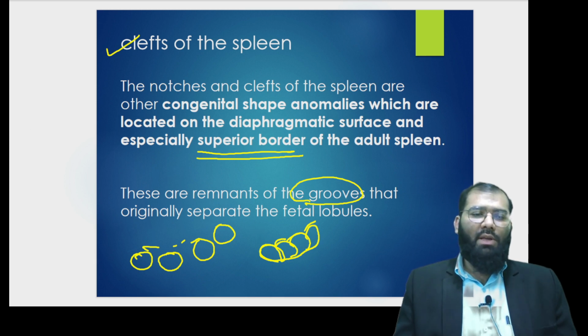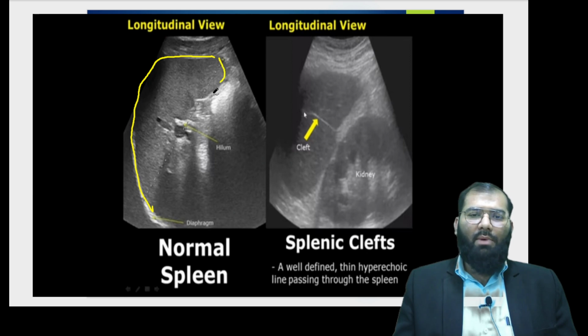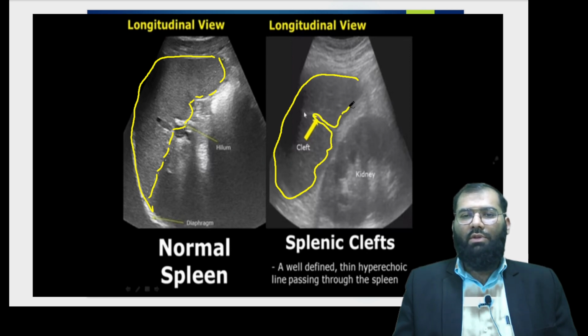Now I'll show you the image so that things become very clear to you. Here this is a normal spleen, and can you see that superior margin? You can see some amount of notching here in the anterior and superior margin. Here in this case we are able to see the liver, and there is a big cleft here. These clefts are normally seen. There is a well-defined thin hyperechoic line passing through the spleen, which is called a splenic cleft, and these are embryonic remnants.